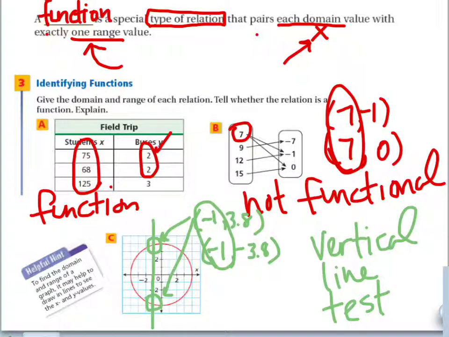Yes, you do. So it's harder to tell from the graph, so I think the easiest way is to draw yourself a vertical line. If it ever touches the graph in more than one place, you know it is not functional. So we would have to say that this is also not a function.